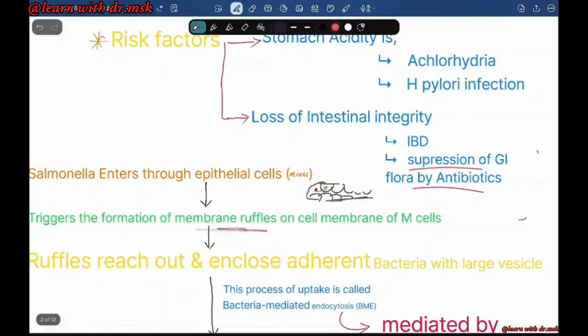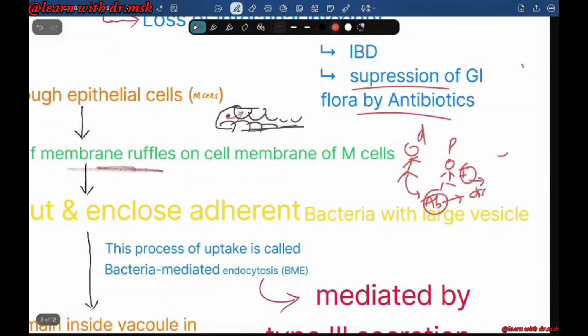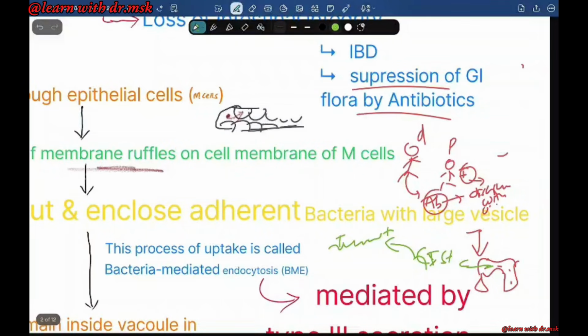Next, why does suppression of GI flora by antibiotics contribute? Suppose you go to a doctor as a patient with an infection, and the doctor prescribes antibiotics. When the patient uses antibiotics indiscriminately, without the advice of the doctor, this is the gut, and when you take a heavy amount of antibiotics, there is a suppression of GI flora. GI flora normally contributes to the immunity of the gut health. When the GI flora is suppressed, there is a chance of infection. This is the simple thing.